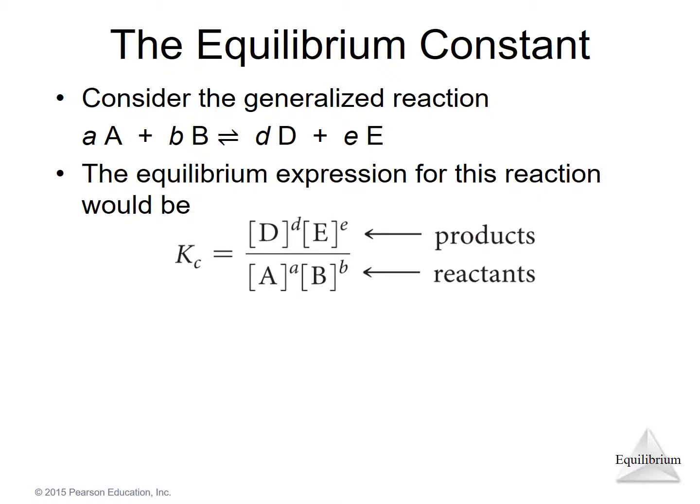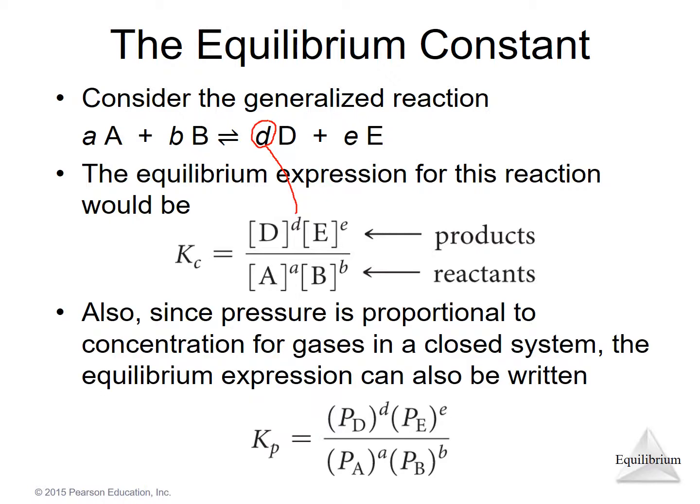So the equilibrium constant in general is written as concentrations of the products multiplied together in the numerator divided by concentrations of the reactants in the denominator multiplied together. Each one is raised to the power of the coefficient in the balanced chemical reaction. So for example, D raised to the d power. So if this coefficient is 2, then the concentration of D in the equilibrium constant expression is squared.